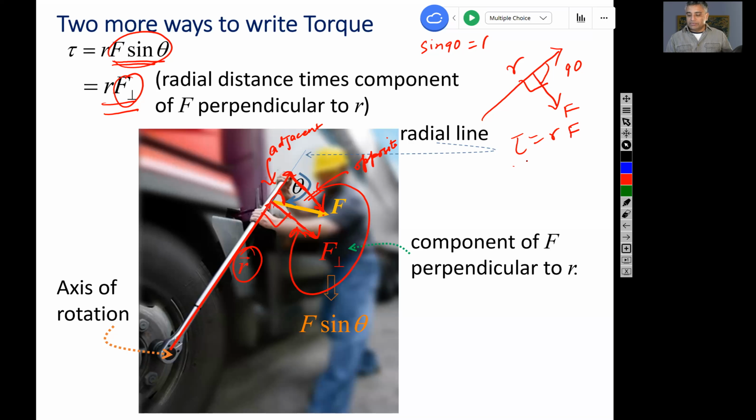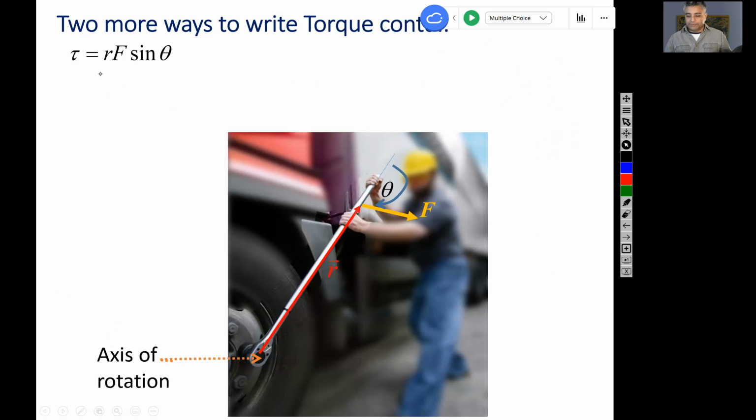So torque becomes just R times F. So when does that happen? When F is perpendicular to R, normal to R, okay? So that's another way to write it.